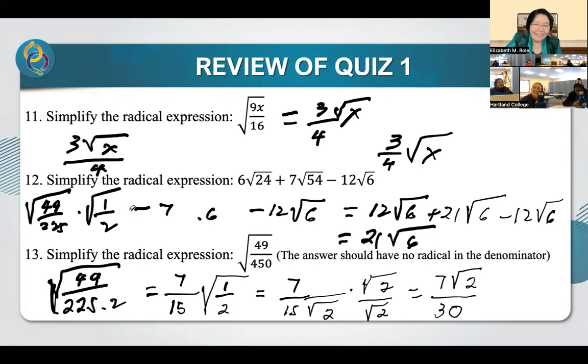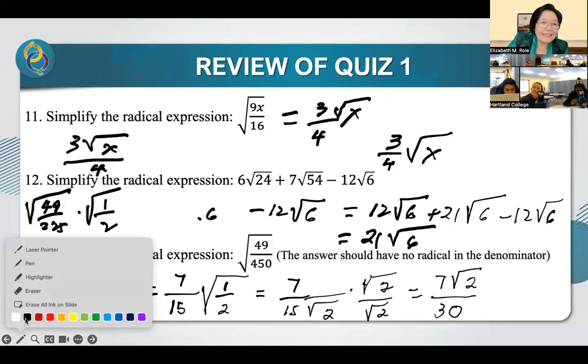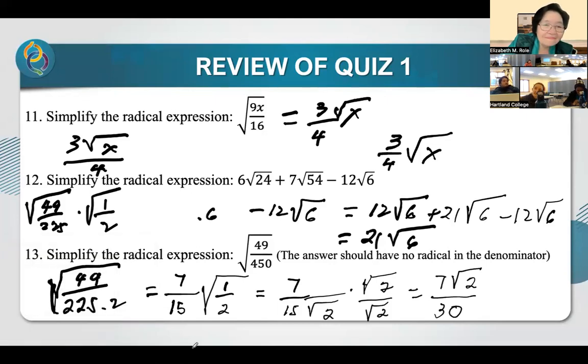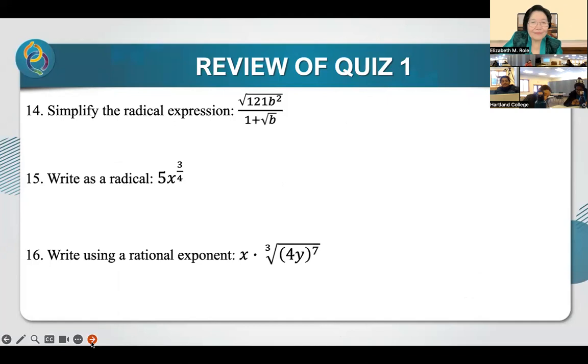Sorry, my eraser is not doing well. So is that okay now? Yeah, I think so. It's good to be clear about it. All right, let's proceed.